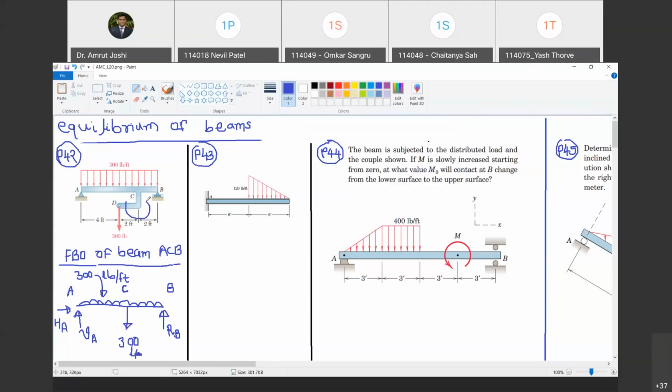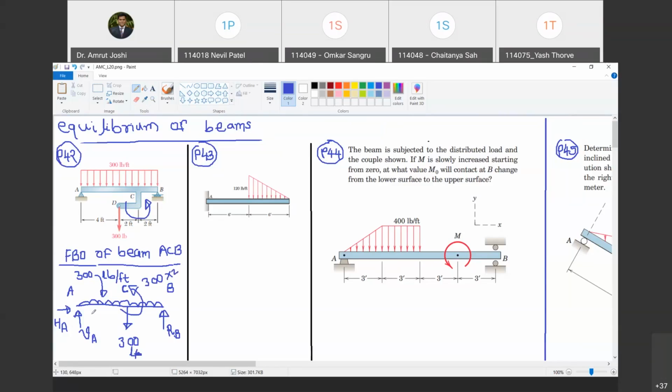Do you agree with me? It will go anti-clockwise. Yes, sir. So that moment, I am going to show it here. And that moment is how much? It has a magnitude of 300 into 2, that is 600. Yes, 600 foot-pounds, that is the unit. Are you with me?